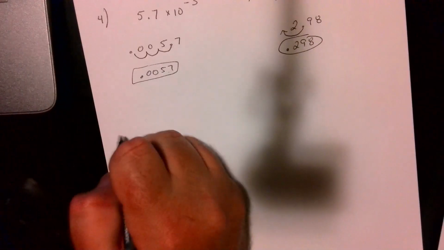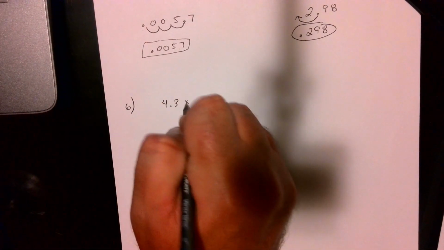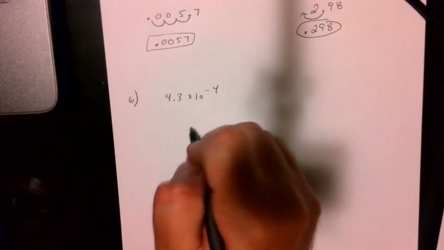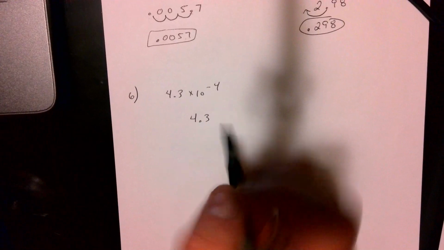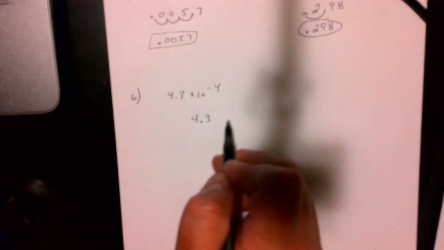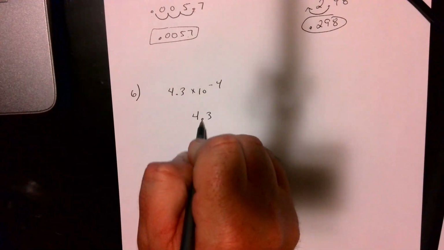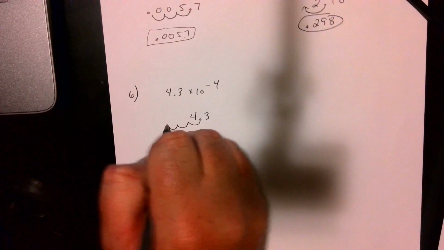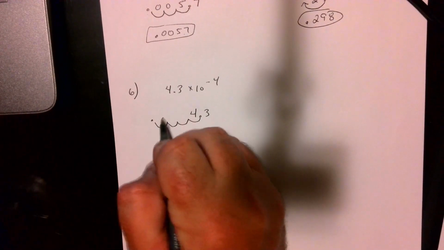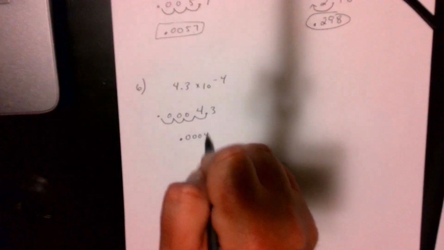Okay, last one. Let's do it together. You've got 4.3 times 10 to the negative fourth. So start at 4.3, right? Move our decimal 4 times to the right or the left. Hopefully to the left. 1, 2, 3, 4 times. Get your new decimal in place. Fill your zeros in. And you got 0.0003.